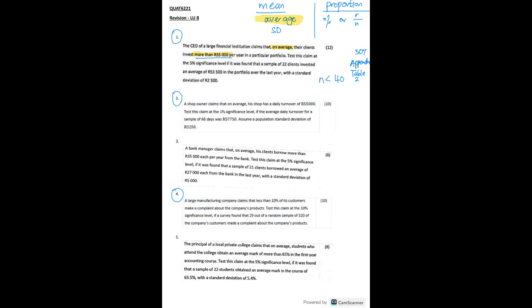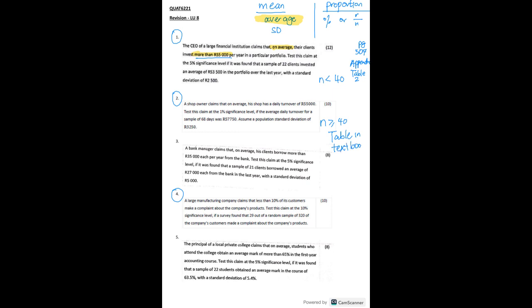If you find that n is greater than or inclusive of 40, the table in your textbook on page 225.